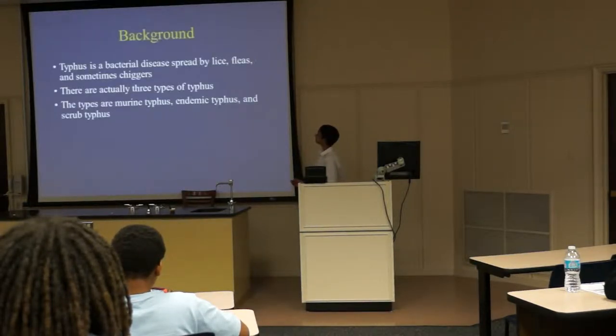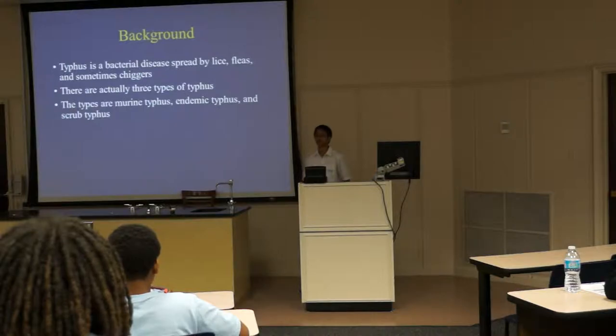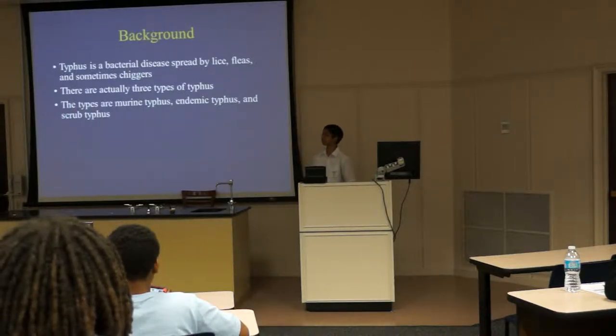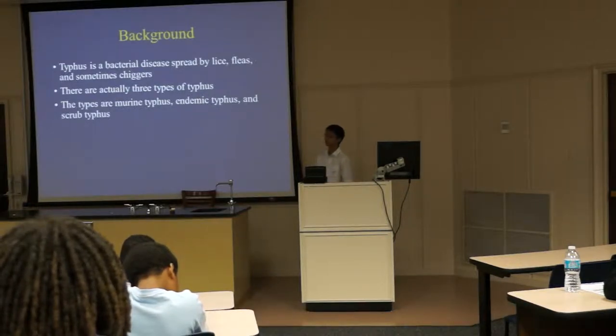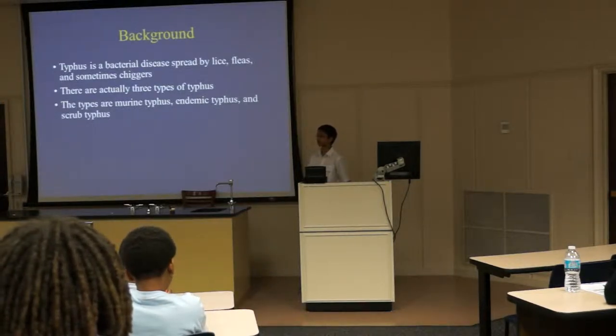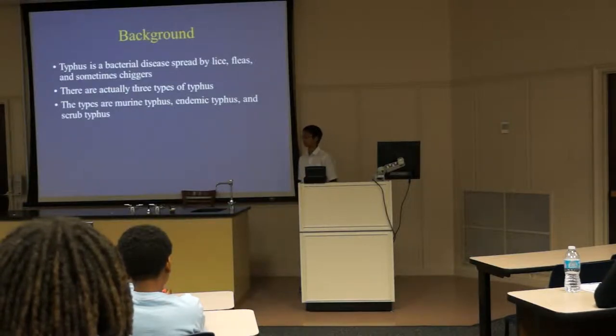Some background. Typhus is a bacterial disease spread by lice and fleas and chiggers, depending on the type of typhus. And there are three types of typhus, and they are scrub typhus, endemic typhus, and marine typhus.